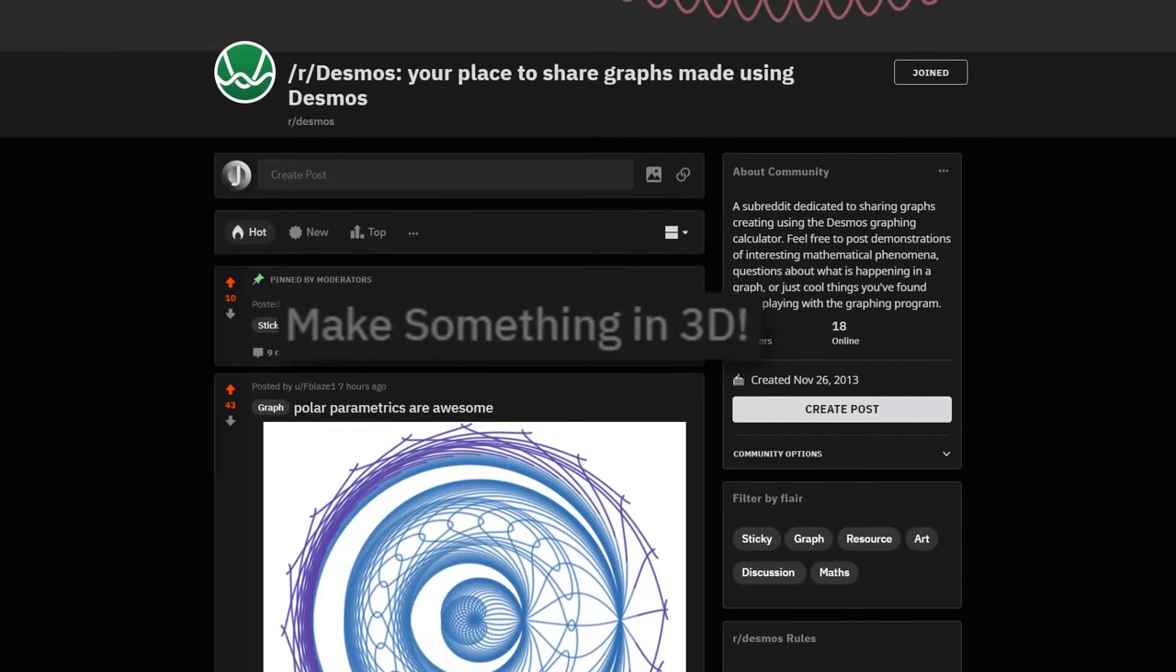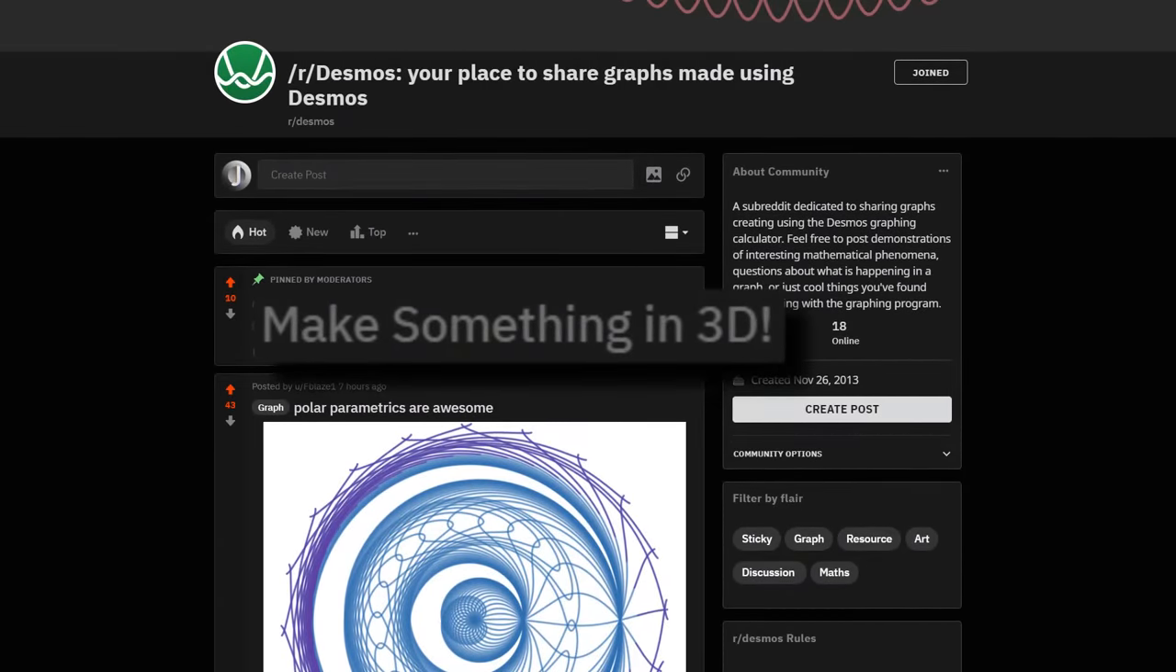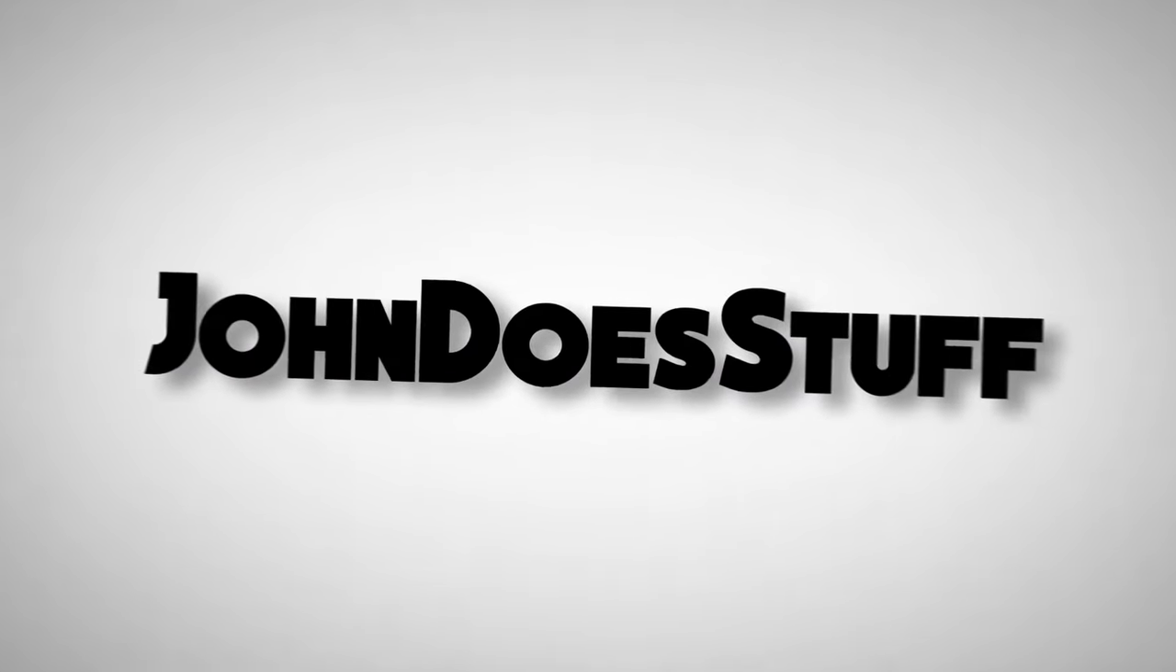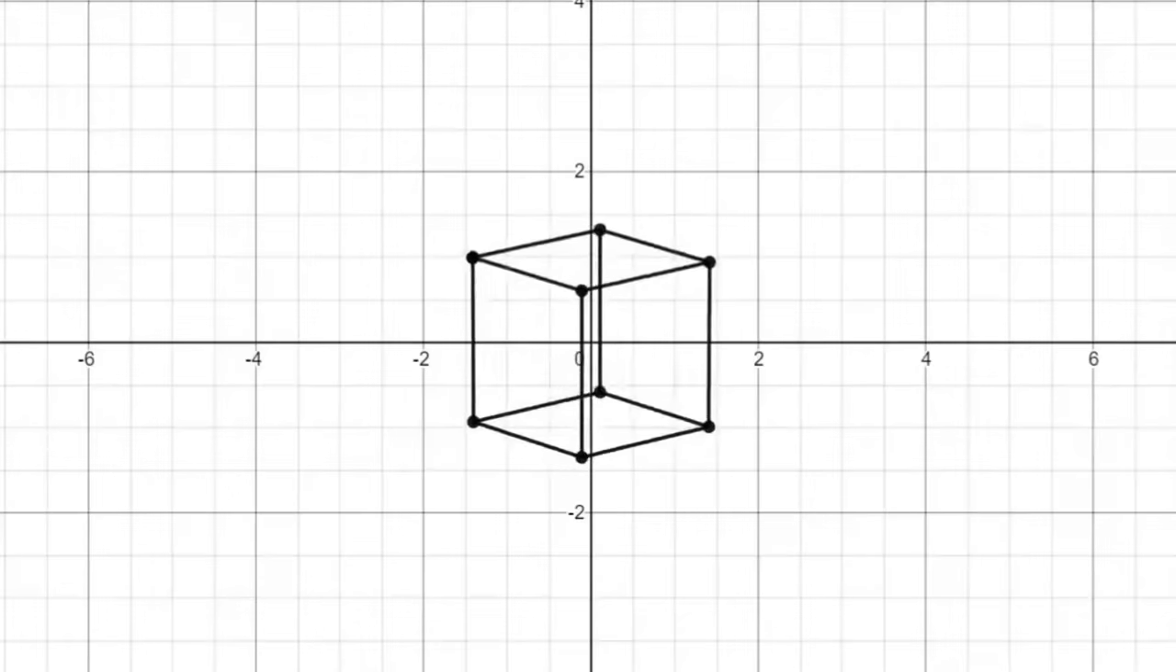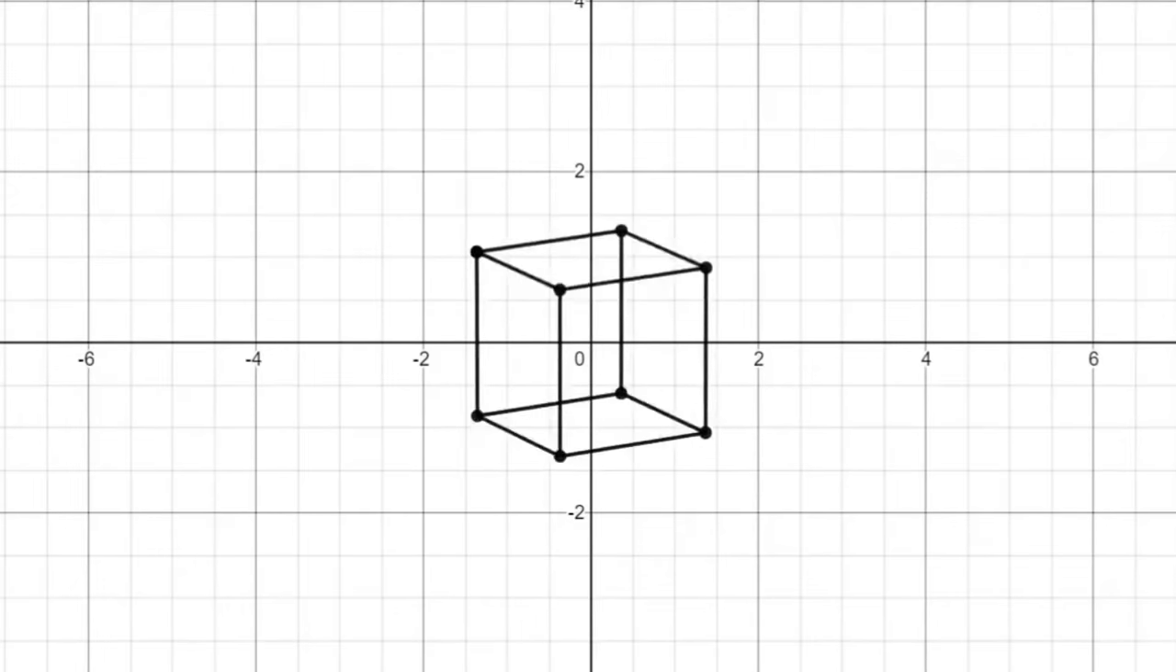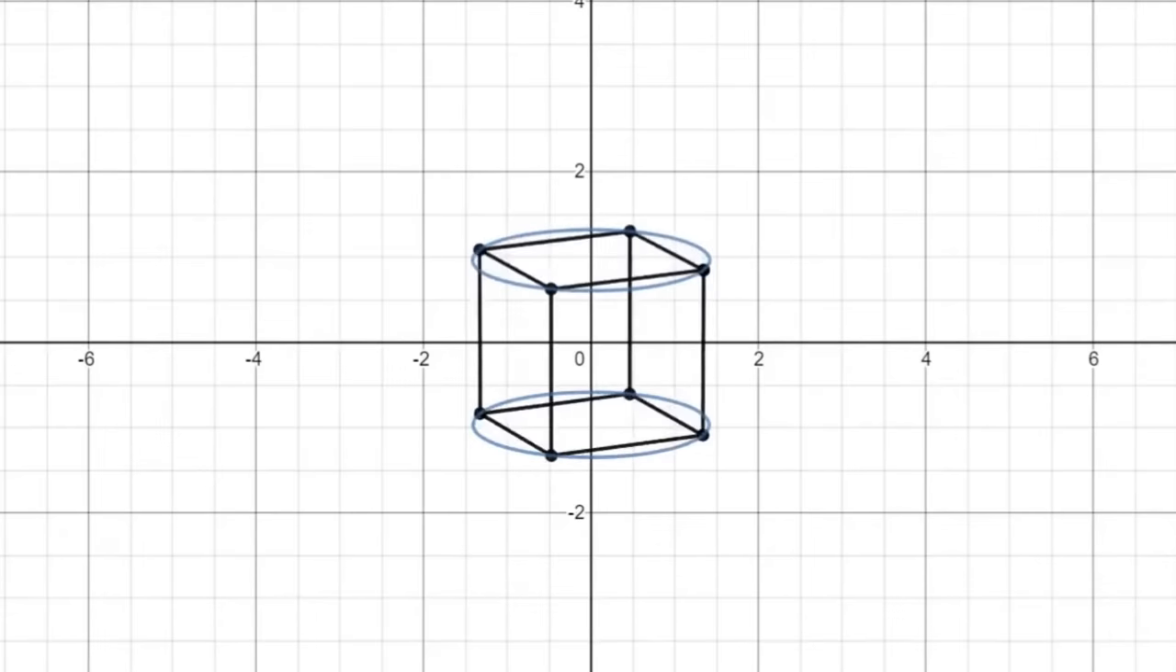I'm bored and the current challenge on the Desmos subreddit is in 3D, so let's make a 3D grapher from scratch. Disclaimer, I have no idea what I'm doing and haven't the slightest clue how 3D graphics work. Okay, so you know how if you have a cube and it spins, the points kind of form a circle shape? Let's start with that.